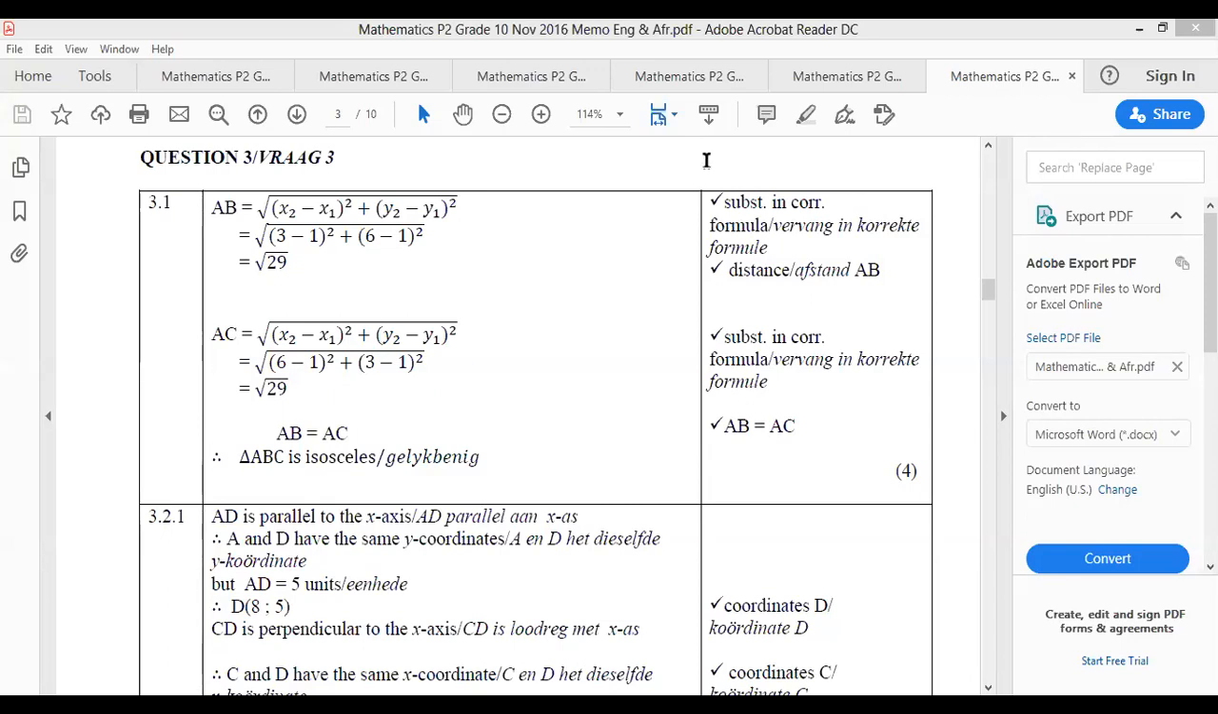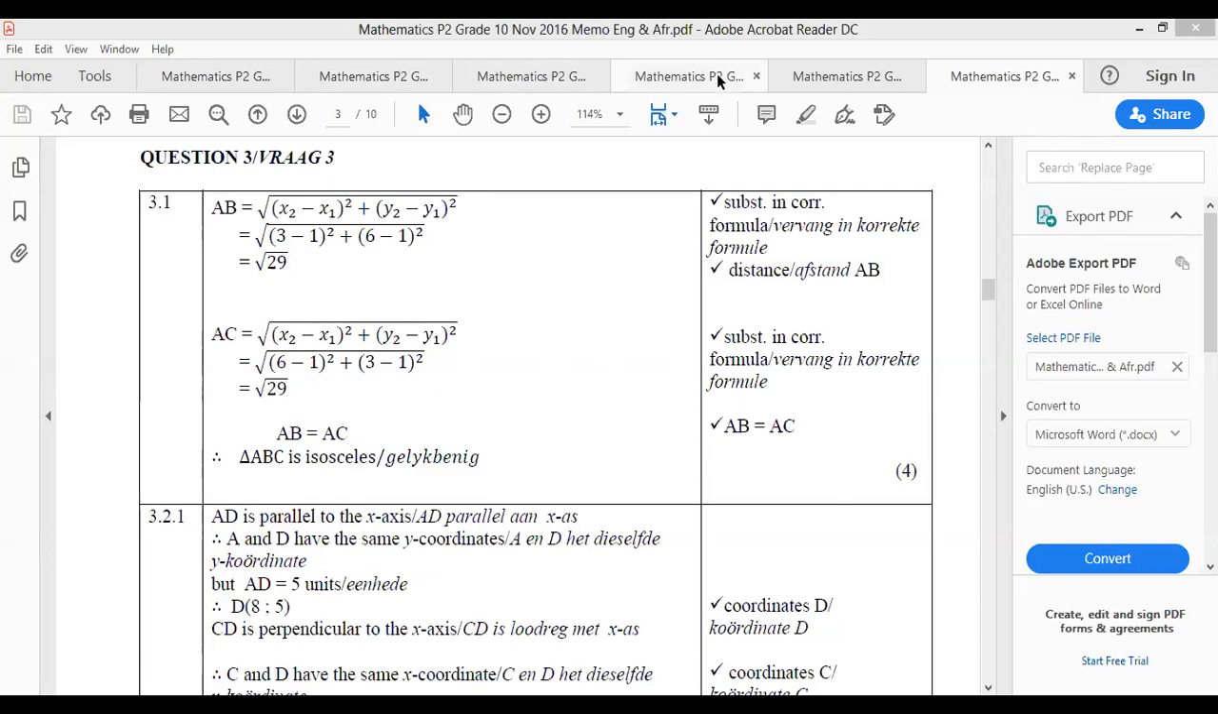So now, we have to calculate the distance here for AB and AC, but you can also calculate the BC, right? So both of them, I mean, two sides, must be equal in order for this triangle to be an isosceles. So they've calculated AB for us, and they've also calculated AC for us, you know? And we got that it's root 29. Therefore, AB is equal to AC. Therefore, triangle ABC will be regarded as an isosceles triangle, right?